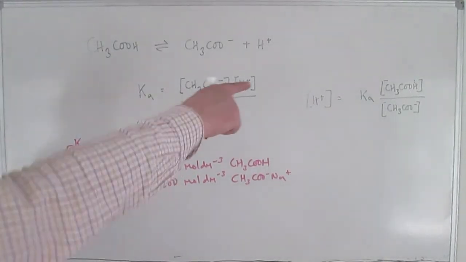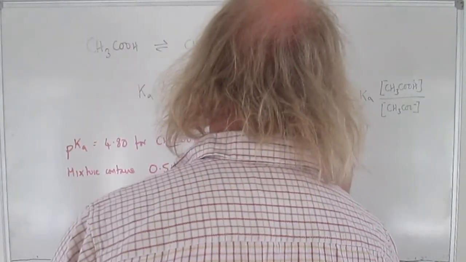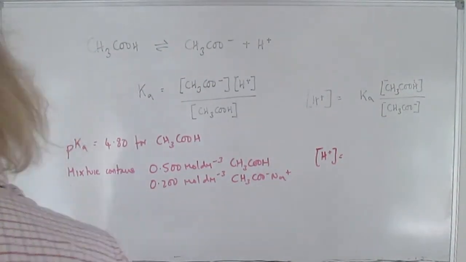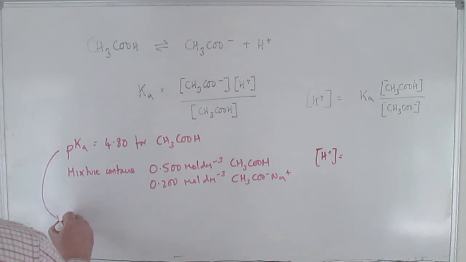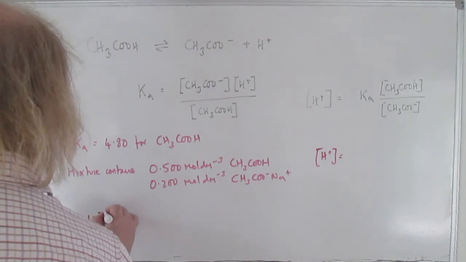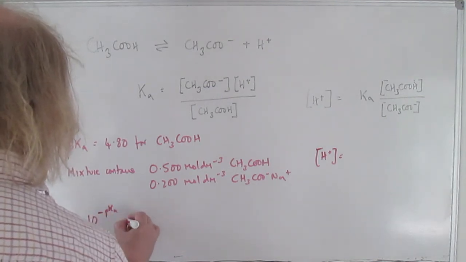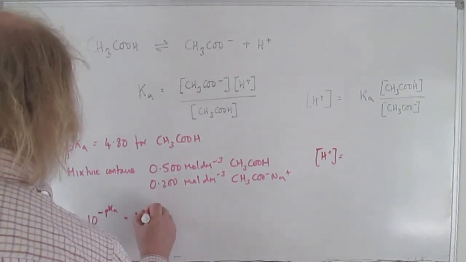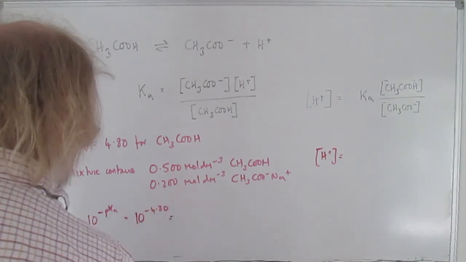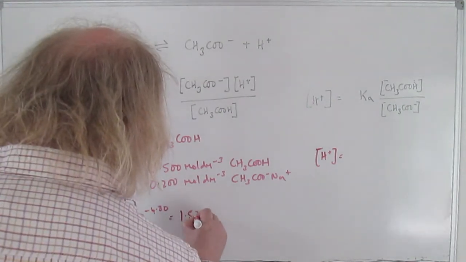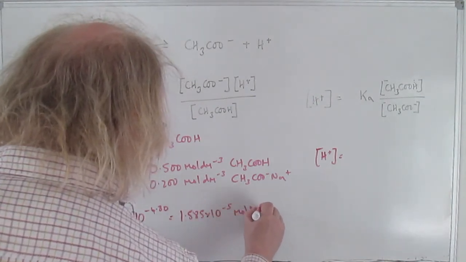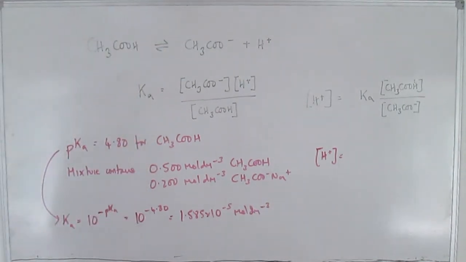So we can therefore plug our numbers in and get that H+ is equal to Ka, so we've got to convert pKa into Ka. So Ka, it's the same operation as converting pH back into H+. It's 10 to the minus pKa, just like it's 10 to the minus pH. So if we do 10 to the minus 4.8, we get 1.585 times 10 to the minus 5 moles per dm cubed. Okay, so that's our Ka value.